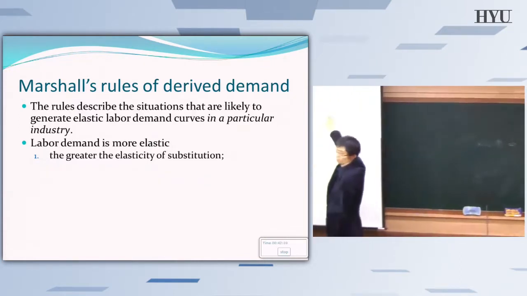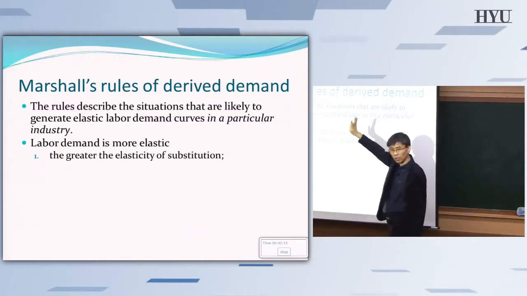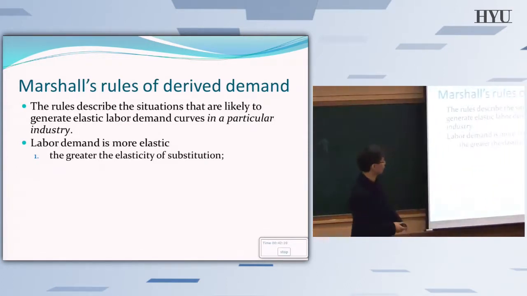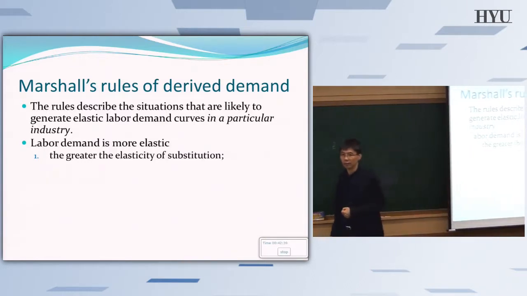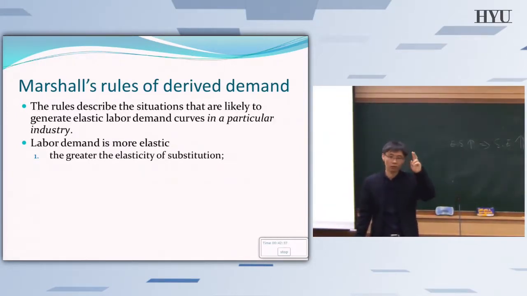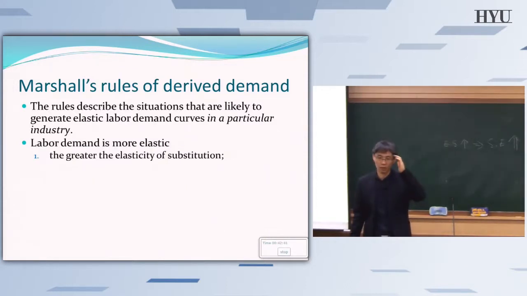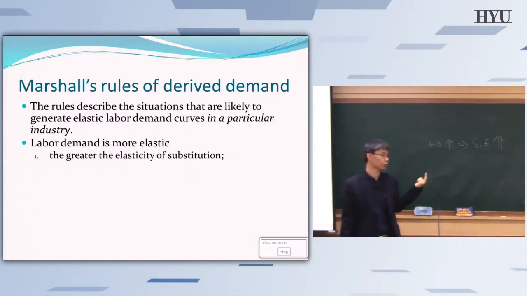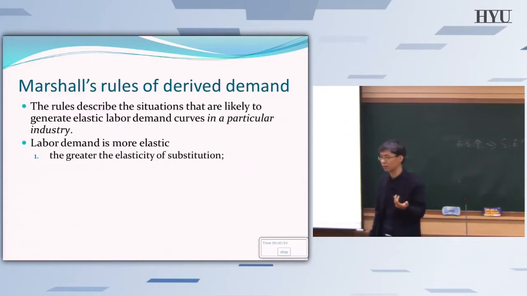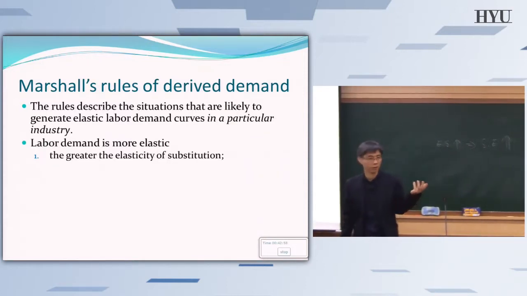Marshall's rules of derived demand give us basically four conditions to think about whether this elasticity of labor demand is elastic or inelastic. This talks about industry-level elasticity of labor demand. One, labor demand is more elastic, first, the greater the elasticity of substitution. Why? Think of what happens when the wage changes. Behind it, there are two effects, right? When the wage falls or goes up, we learned two effects. One is the substitution effect. The other is the scale effect. Those two have the same direction. So whichever effect is greater, it will make the elasticity of labor demand greater. If the substitution effect is bigger, the elasticity of labor demand will be bigger.